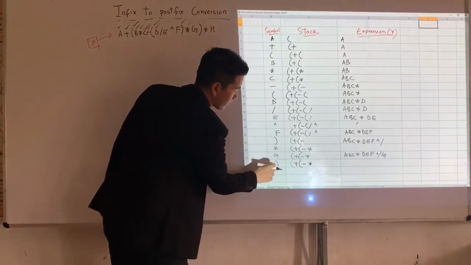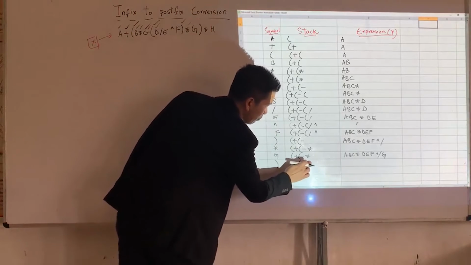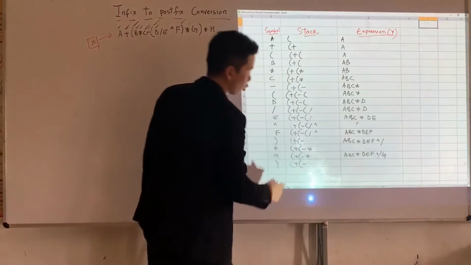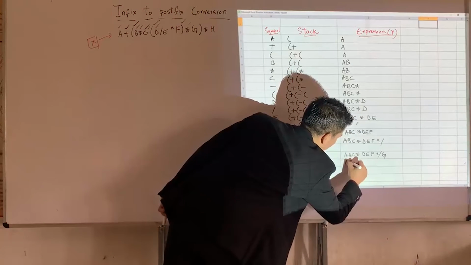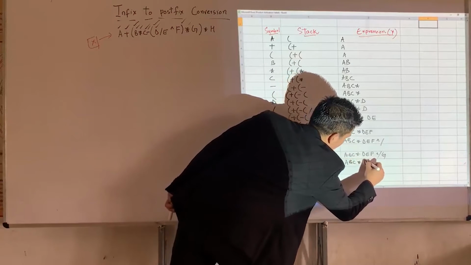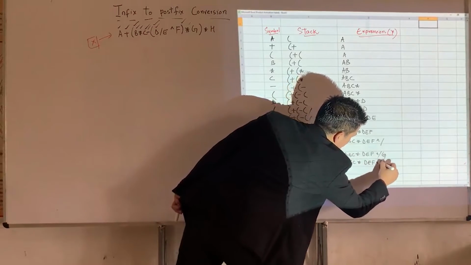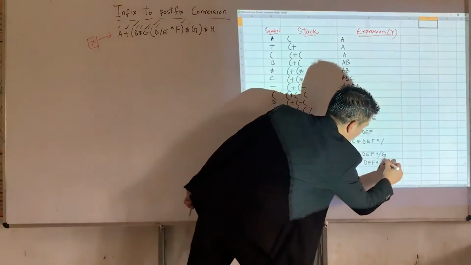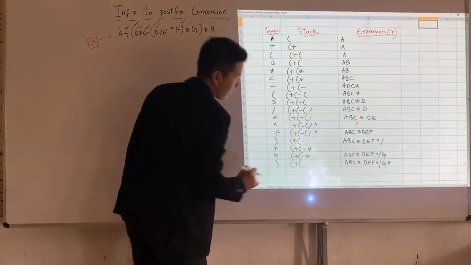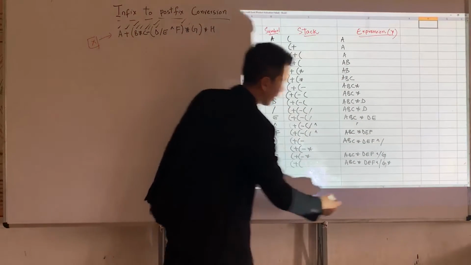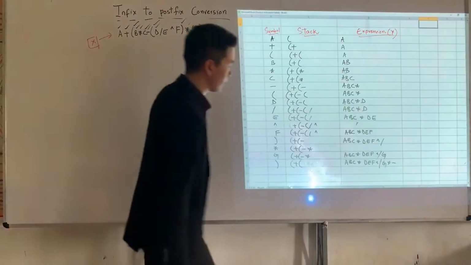But because of this closing bracket, this will be popped and added on to the expression, right? So I'll just write it again. D, E, F, G, and then you have the multiplication sign. Alright? And then this minus will also get popped and added on to the expression.